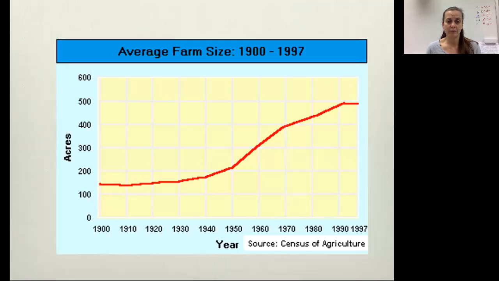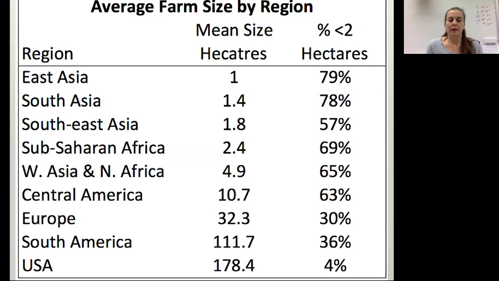So if we were to look at average farm size between 1900 and 1997, we're looking at going from 150 acres to nearly 500 acres. And that is not a family farm-sized farm. This is not unique to the US, but we certainly have the largest average farm size and the fewest individual family type farms. Certainly, if you have less than 1 hectare, that's really considered to be subsistence farming. That's really only providing enough food for your family. That's not providing enough food to then also take to market. So that's mechanization, and mechanization has led to larger farm sizes.